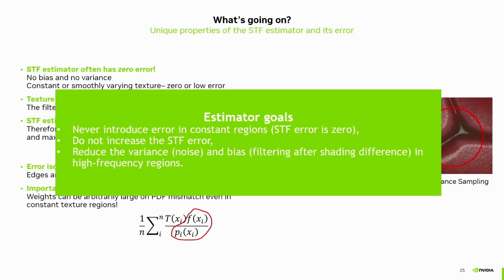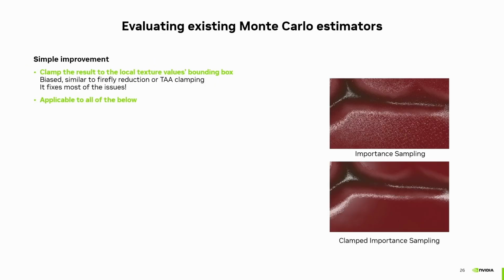So the first idea was, okay, we can hack around the importance sampling. We can clamp the results to the local texture values bounding box. This is a biased technique similar to Firefly reduction or temporal anti-aliasing clamping. It actually fixes a lot of issues. But we didn't stop here. We were not satisfied with this.